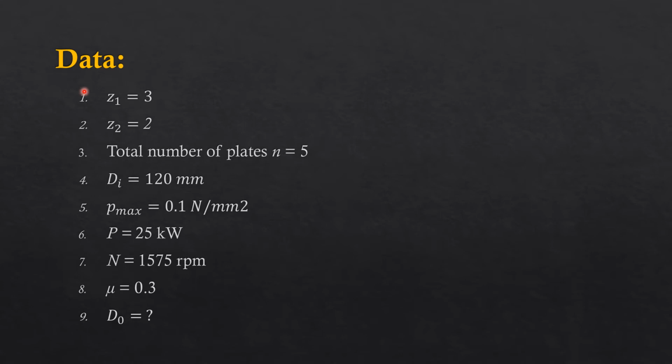All right. So this slide here gives us the data. Z1 is 3, that is number of plates on the driving shaft. Z2 is 2, that is number of plates on the driven shaft. Therefore, total number of plates N is equal to 5. Inside diameter is 120 mm. Maximum pressure is 0.1 Newton per millimeter square. The power that needs to be transmitted is 25 kilowatt. RPM is given as 1575. Coefficient of friction is 0.3 and we need to solve for the outer diameter DO. So let's look into the solution in the next slide.